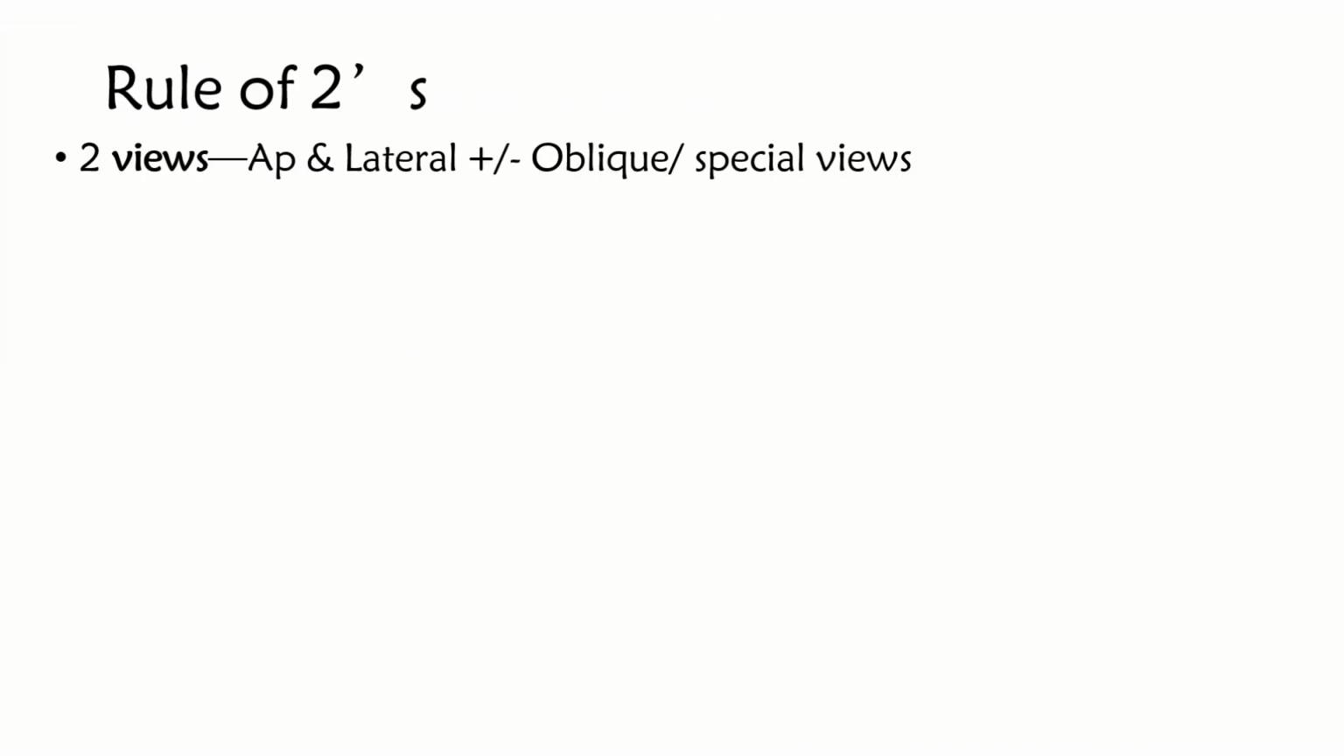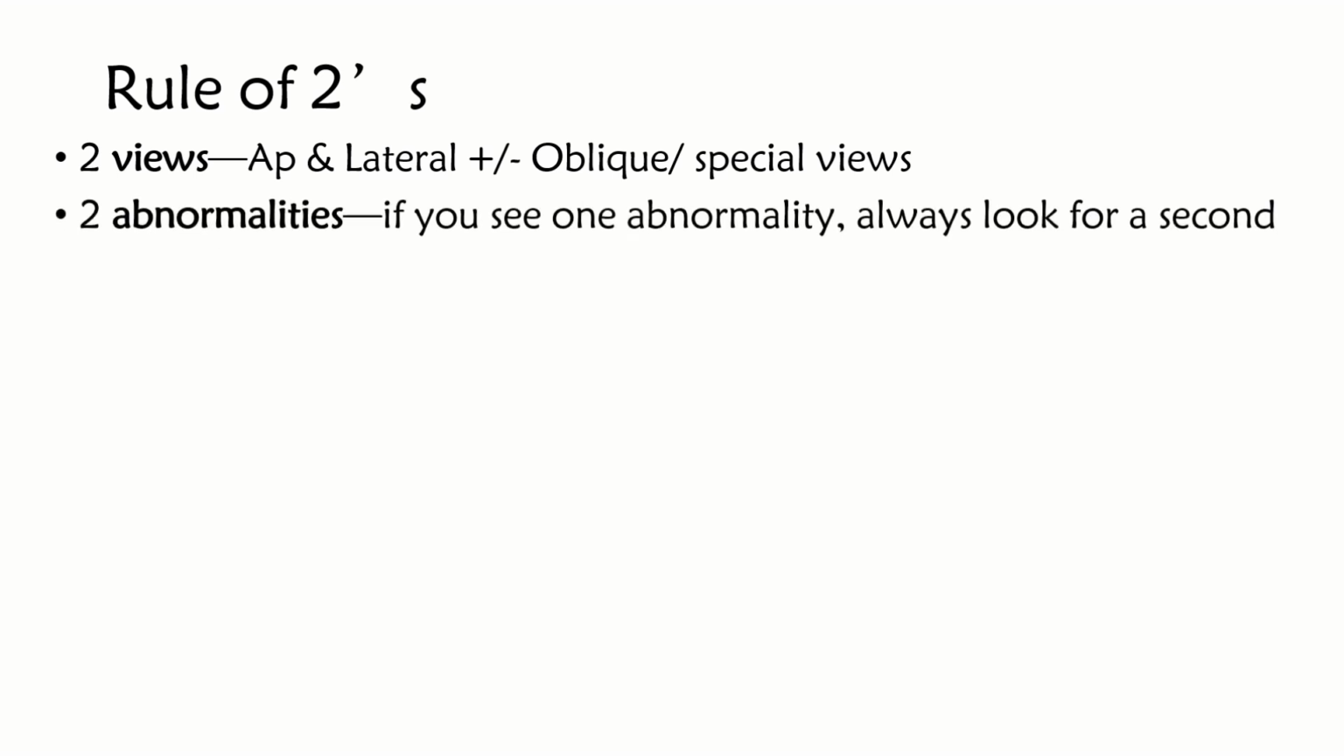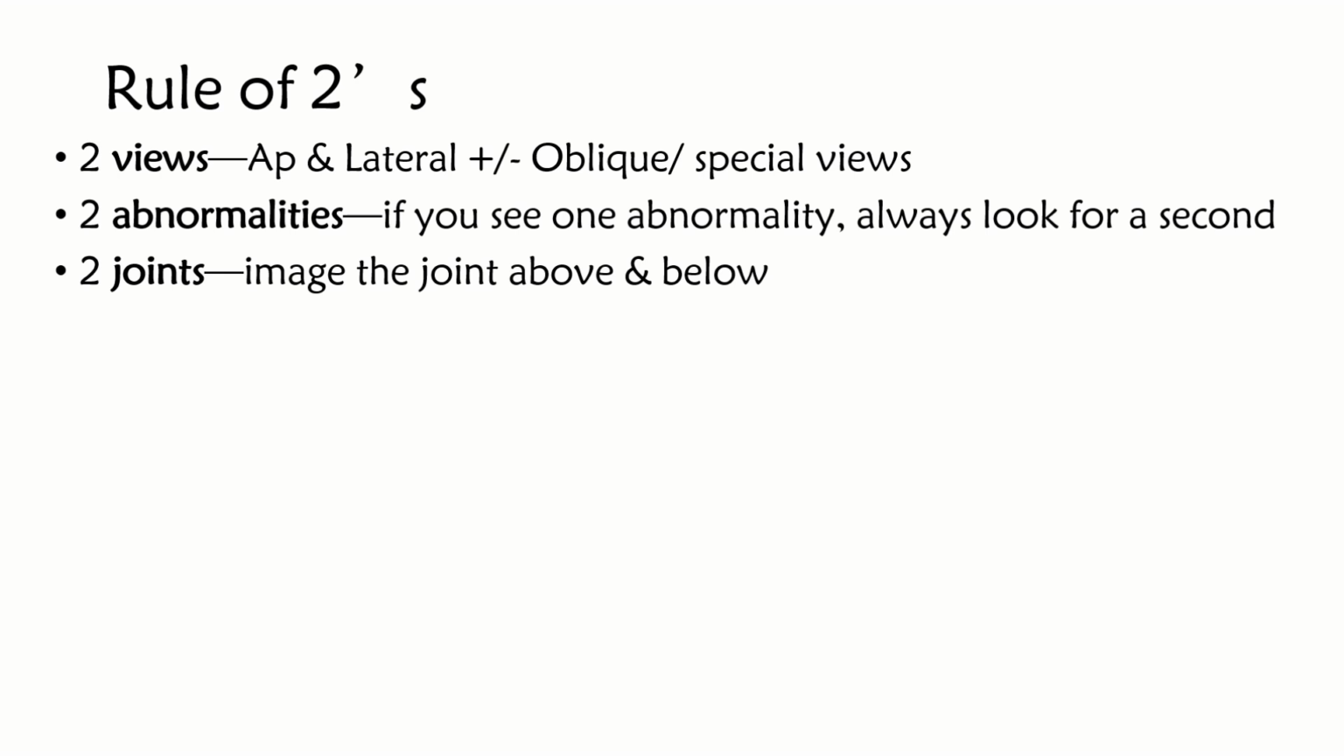So, the first rule of twos is two views, a minimum of two views. The most commonly prescribed would be an AP and a lateral view, and sometimes we add an oblique or special views. Then we have the rule of two abnormalities. That is, if you see one abnormality, always look for a second. Then two joints. Always X-ray one joint above and one joint below the fracture.